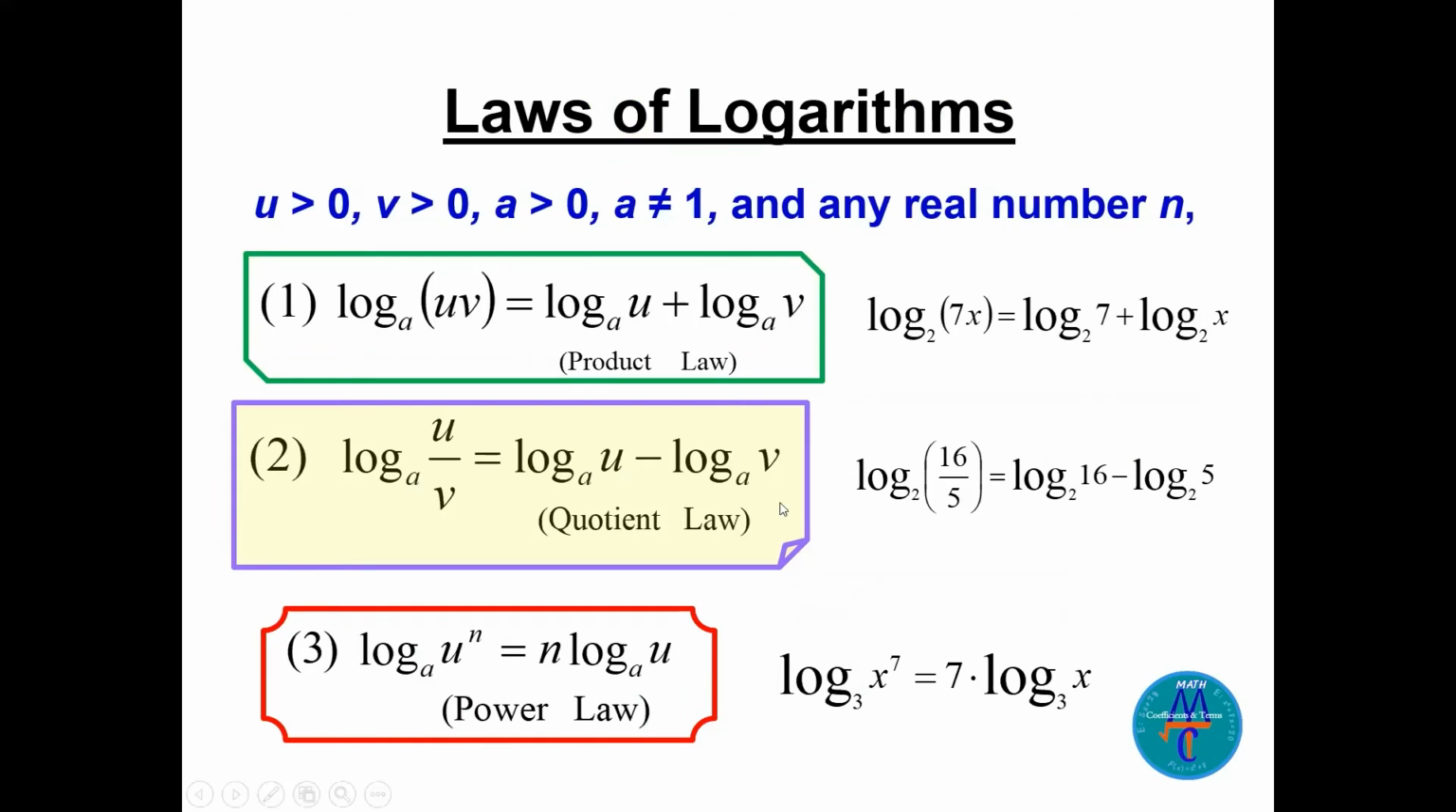Laws of logarithms. We have 3 important laws of logarithms, but you have to remember the conditions here. u is positive, v is positive, a is positive, and a cannot be 1. n is any real number. So you will have the product law. When you have a product in the argument, you can make it the sum of 2 logs. If you have a division, quotient law, division or quotient in the argument, you can make subtraction of 2 logs.